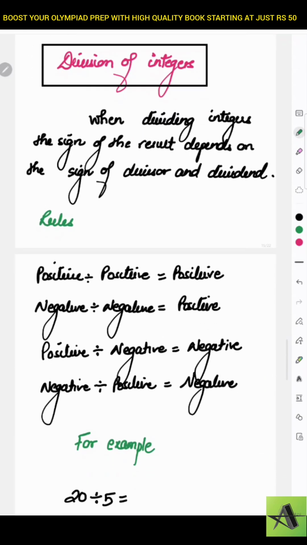Division of integers follows the same rule as that of multiplication. That means if numerator and denominator are both positive, the answer is positive. If both are negative, the answer is positive. Again, in multiplication it was the same, in division still it is the same. If numerator is positive and denominator is negative, the answer is negative. And if numerator is negative and denominator is positive, still you will get the answer as negative.